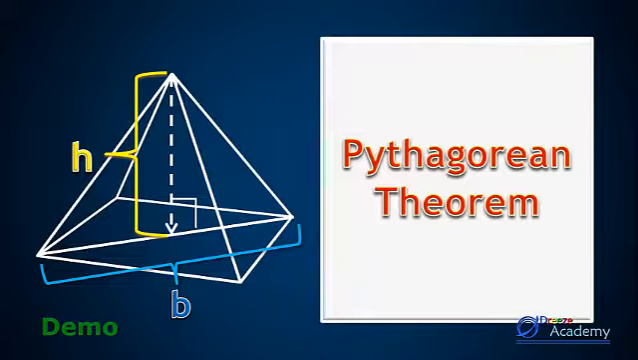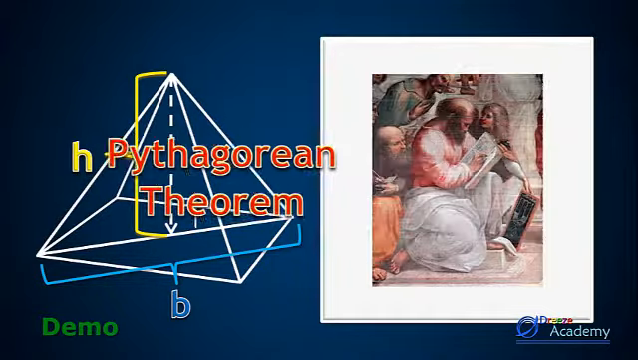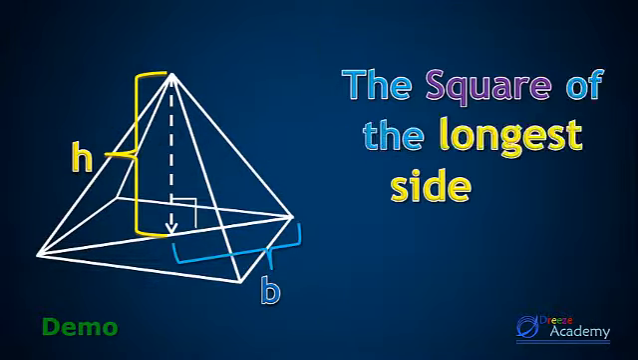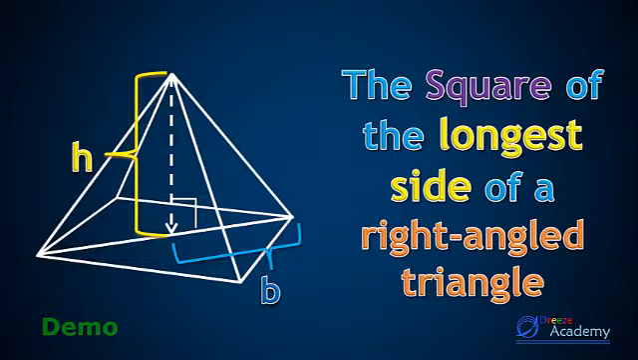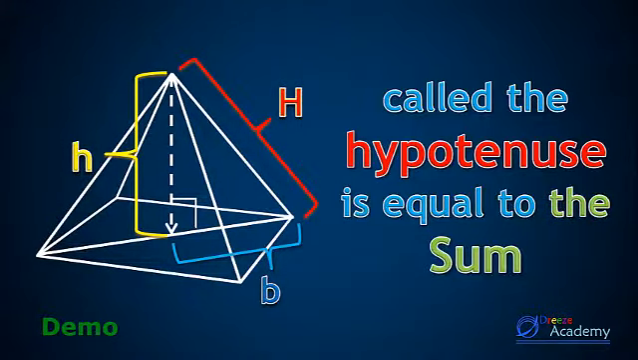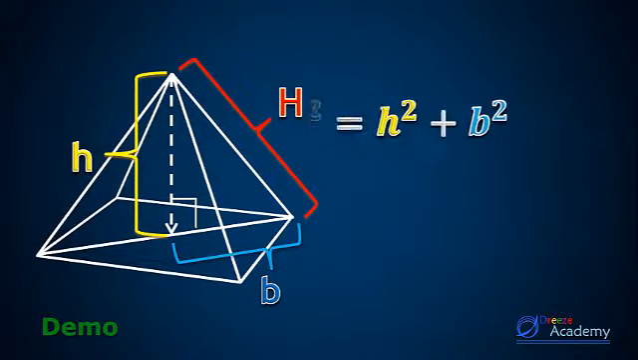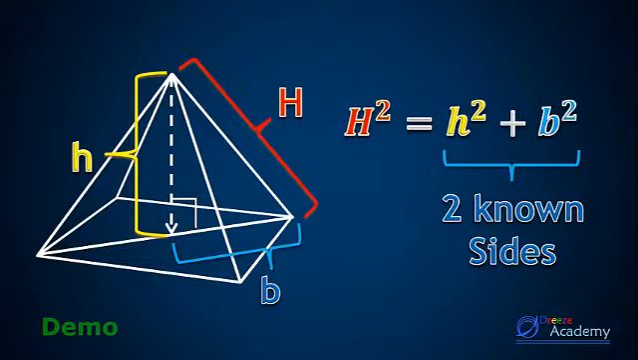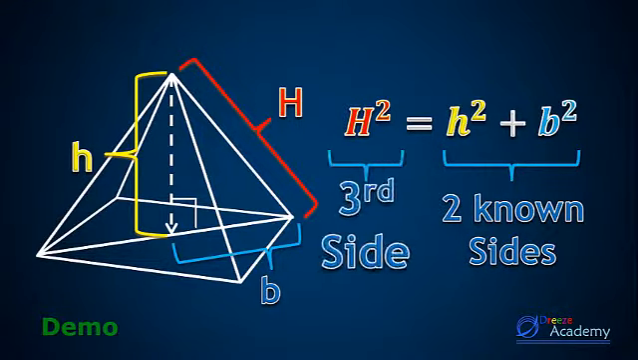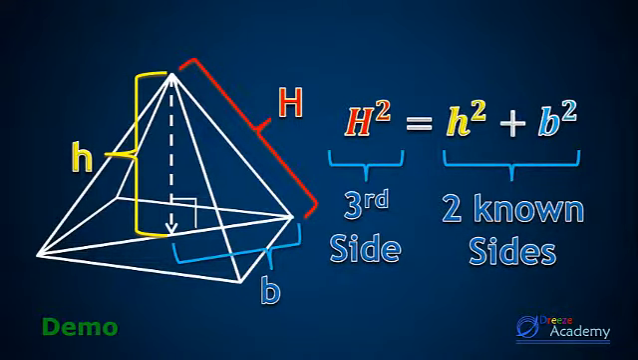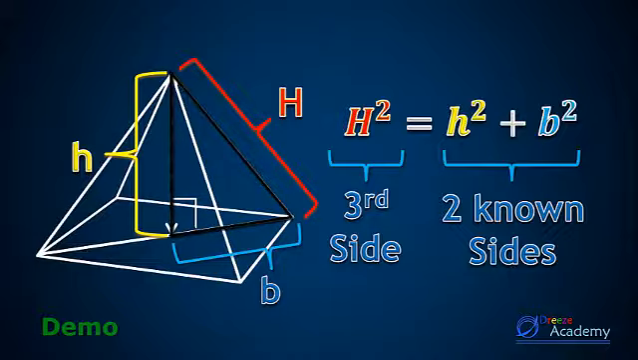The Pythagorean theorem, named after Pythagoras, states that the square of the longest side of a right-angled triangle, called the hypotenuse, is equal to the sum of the squares of the other 2 sides. What that means is, if the length of any 2 sides of a right-angled triangle are known, then the length of the third side can be found. But please note that this law only applies to right-angled triangles.